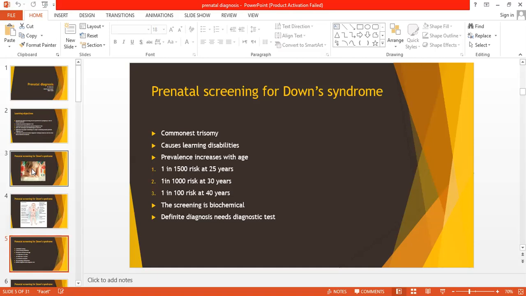Again, there is a difference between screening and diagnostic tests. Initially, we perform screening tests. If we have a suspicion of a baby with trisomy 21, then we go for the diagnostic tests. The screening is biochemical, that is done on maternal serum, maternal blood. Definite diagnosis needs diagnostic tests.